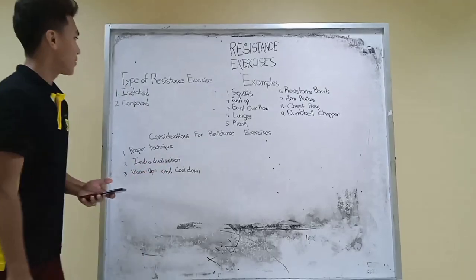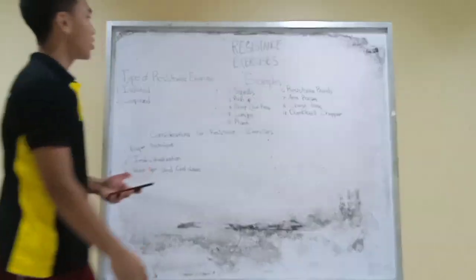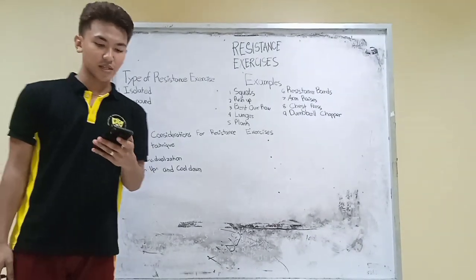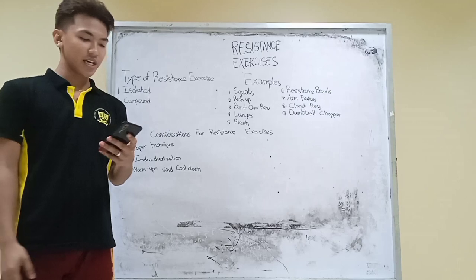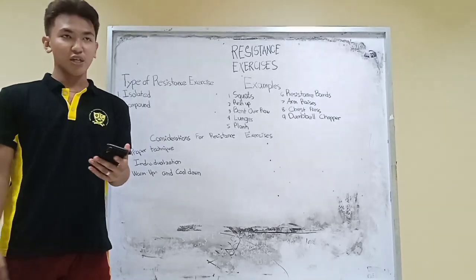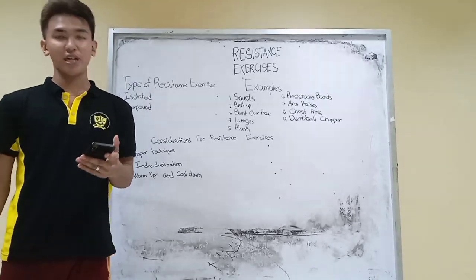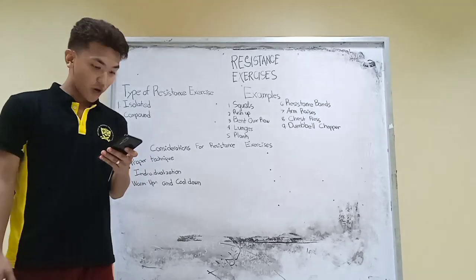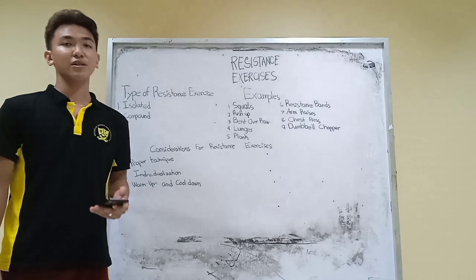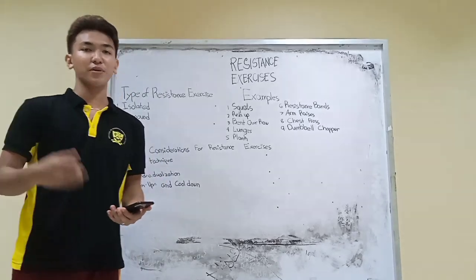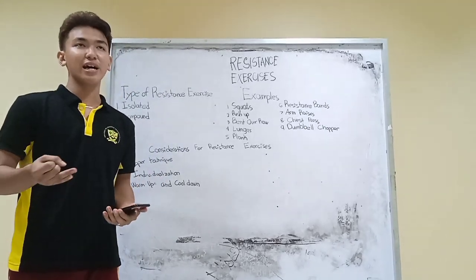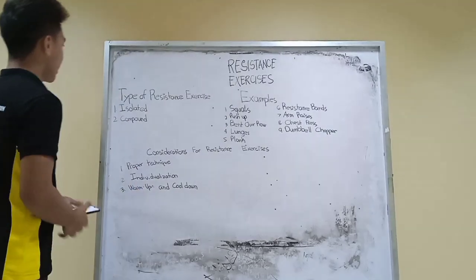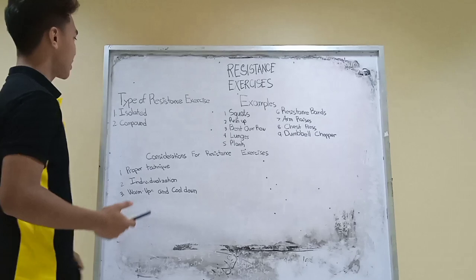So, I'm going to tackle the examples of resistance exercises. So, resistance exercise training involves pushing or pulling against the resistance of an object. It can include your own body weight. You can use dumbbells, anything that has weight. And resistance training focuses more on repetitions, reps, rather than overloading the weight on exercise. So, there are two types of resistance exercise.